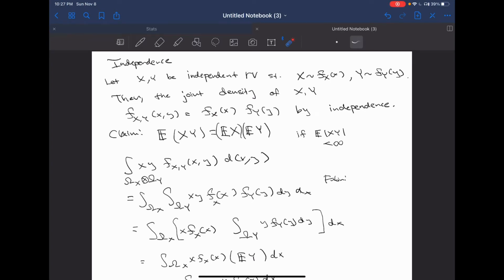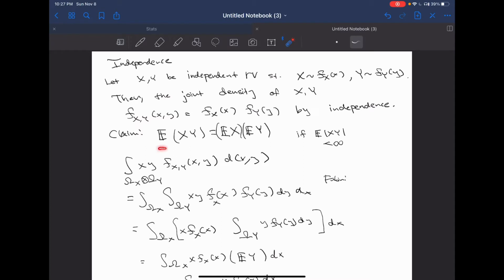So we're going to talk about one property of independent random variables. If x and y are independent random variables, and let's say x is a continuous random variable with density f of x, and y is a continuous random variable with density f of y, then we know that the joint density can be factored by independence as such.